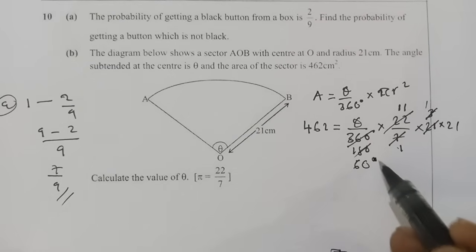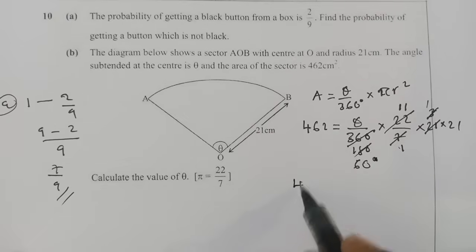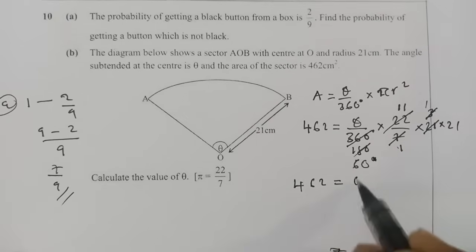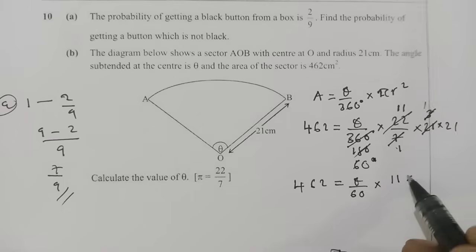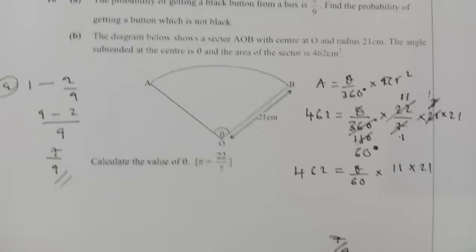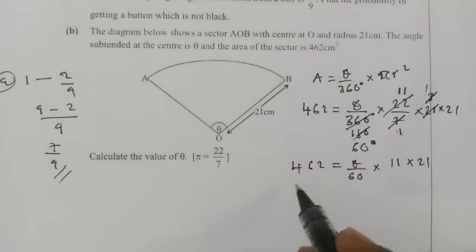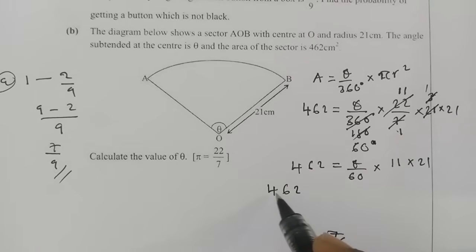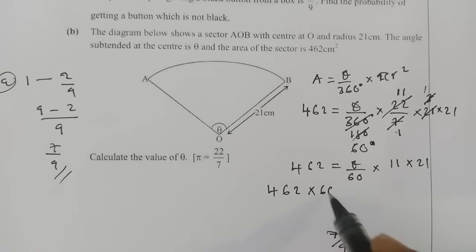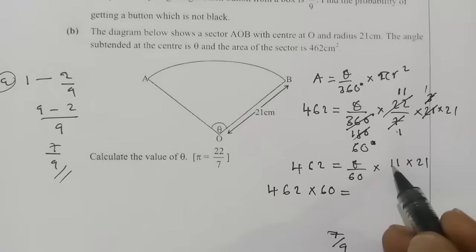So this 60, we can write it like this so that what we are doing is visible to whoever is marking. So here we can cross multiply. We have 462 times 60 is equal to this times this.